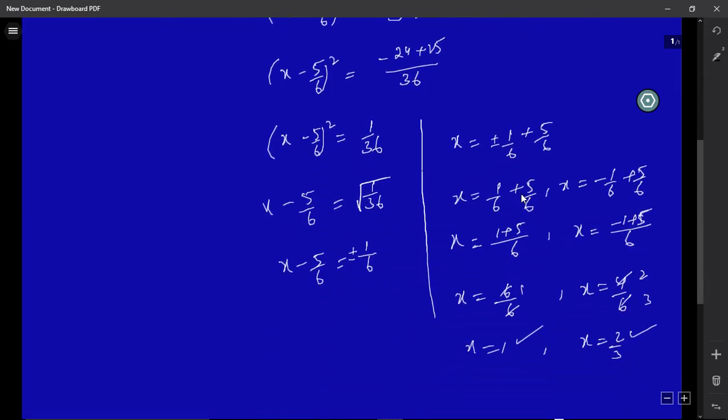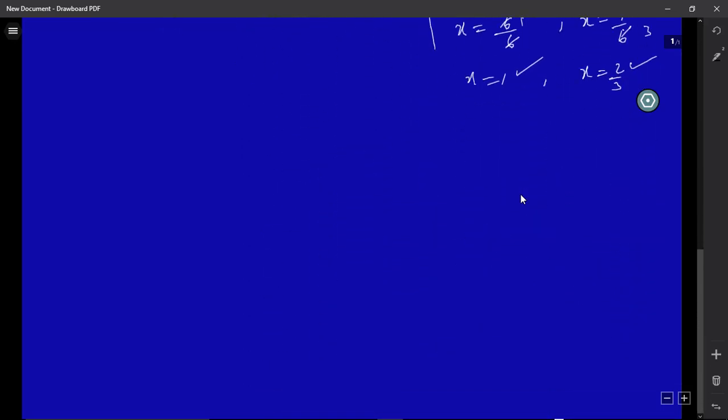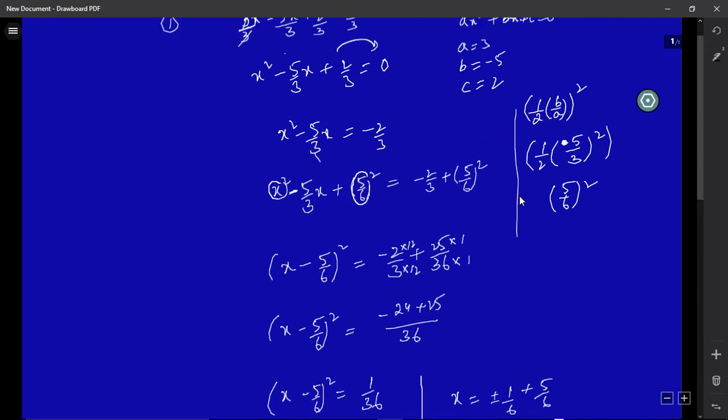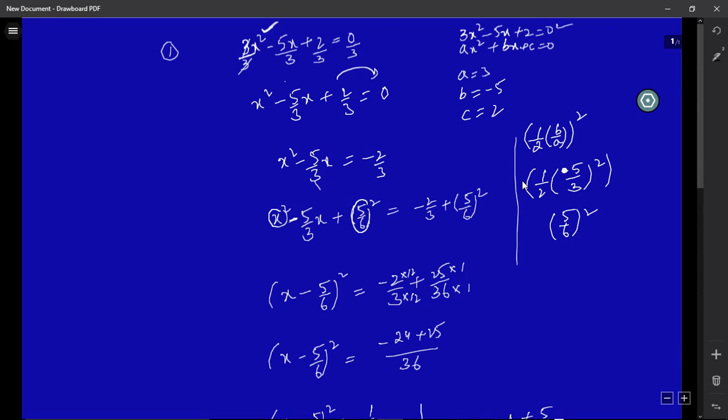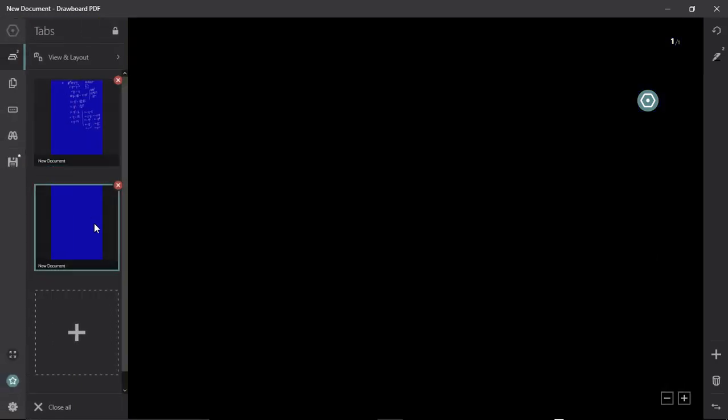I believe you should have some idea with regards to finding the roots of a quadratic equation using the method of completing squares by now. We'll now go ahead and find out how to find the roots of a quadratic equation using the quadratic formula. Let me select a new document here. This document is almost full.